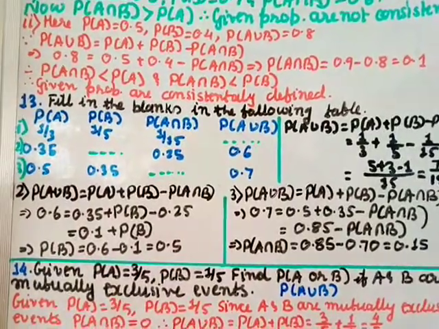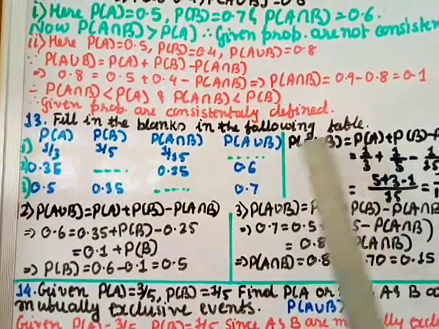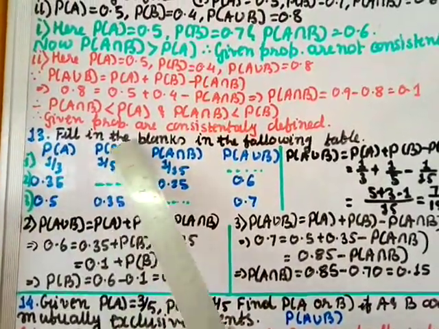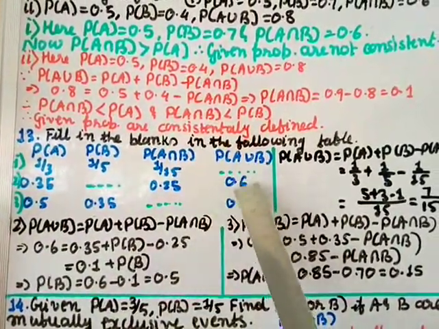Question number 13. Fill in the blanks in the following table. You are given P(A), P(B), P(A intersection B), P(A union B).